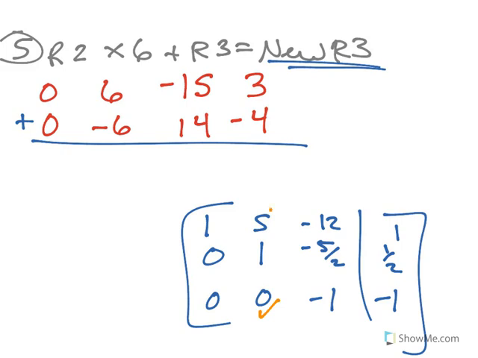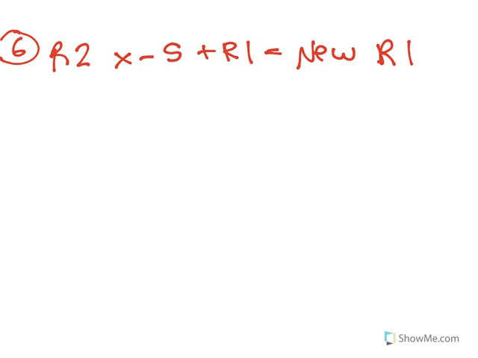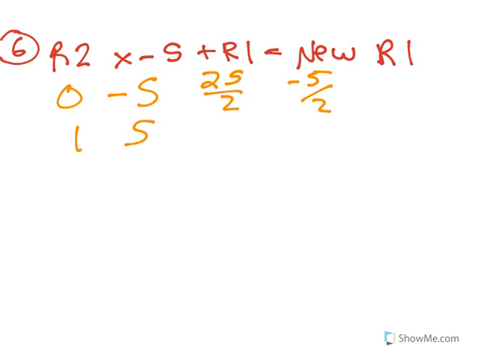Now I'm going to work to make this 5 a 0. So we're working our second column. I'm going to take row 2, multiply that by -5, and then add it to row 1. So row 2 times -5 plus row 1 will give me my new row 1. Okay, so row 2 times -5. I'm going to have a 0, -5, 25 halves, and -5 halves. My row 1 is 1, 5, -12, and 1.